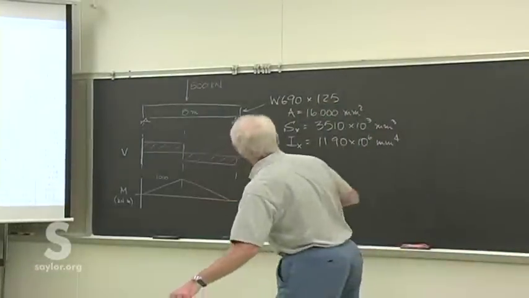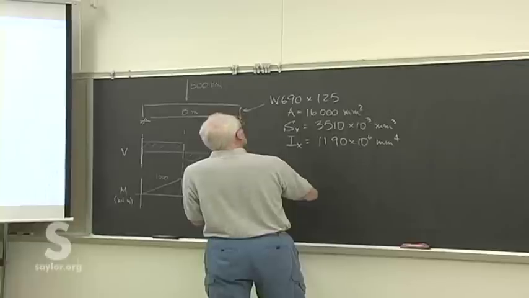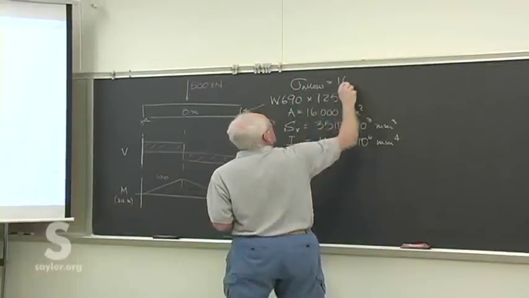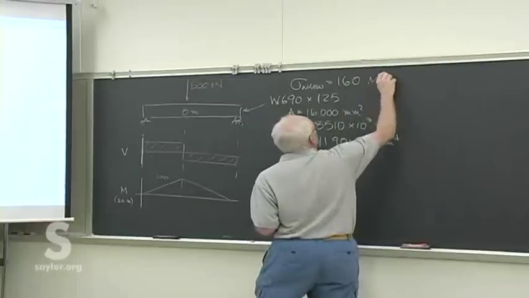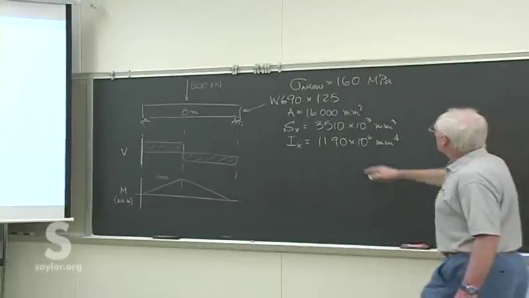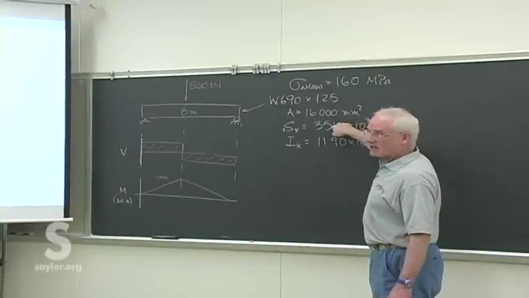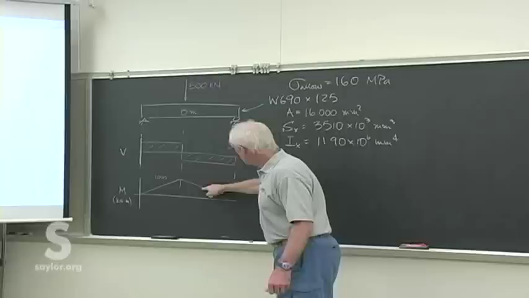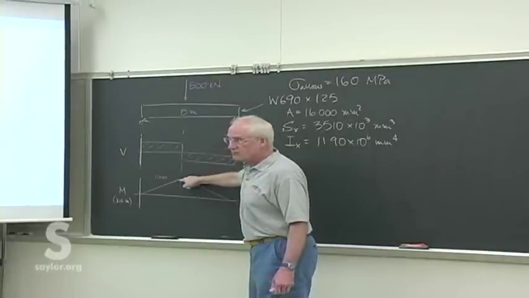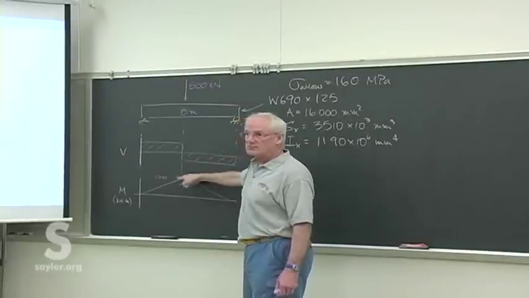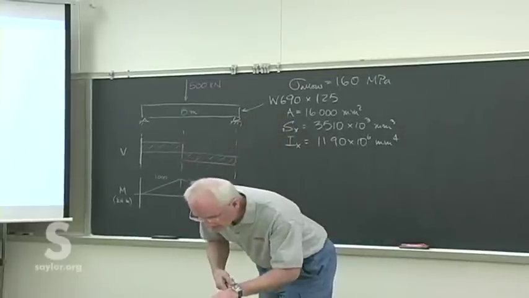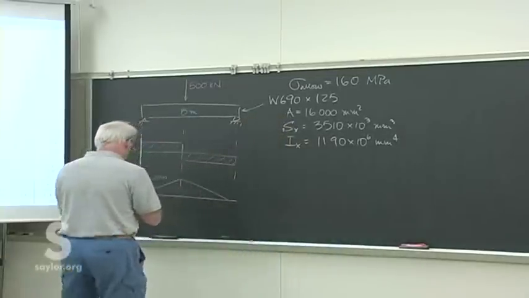The trouble is, with this beam, if you calculate an allowable normal stress, just like we had before, 160 megapascals, this beam is adequate for only a certain portion. In the middle of the beam, there's more moment than this beam can support. Looks something like this.